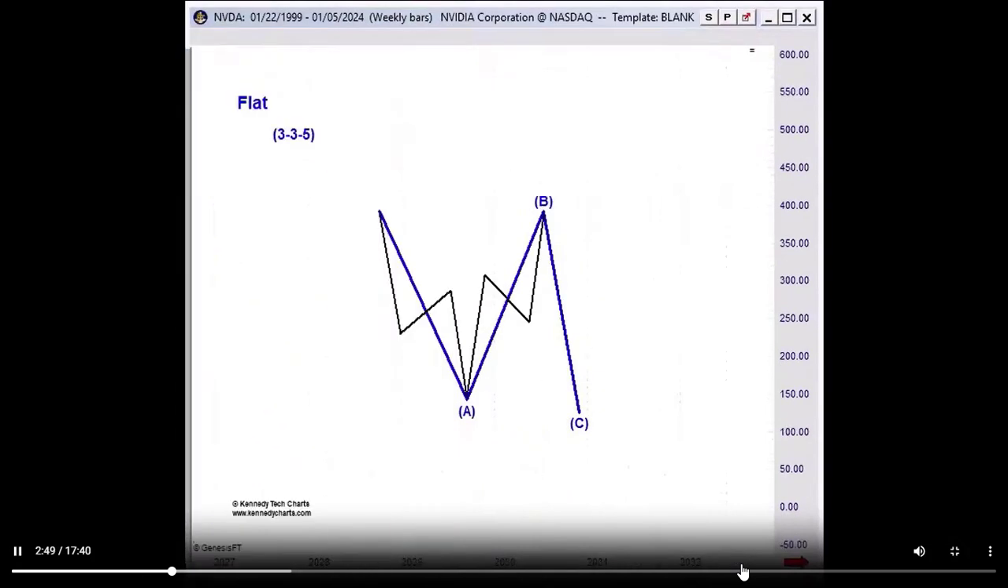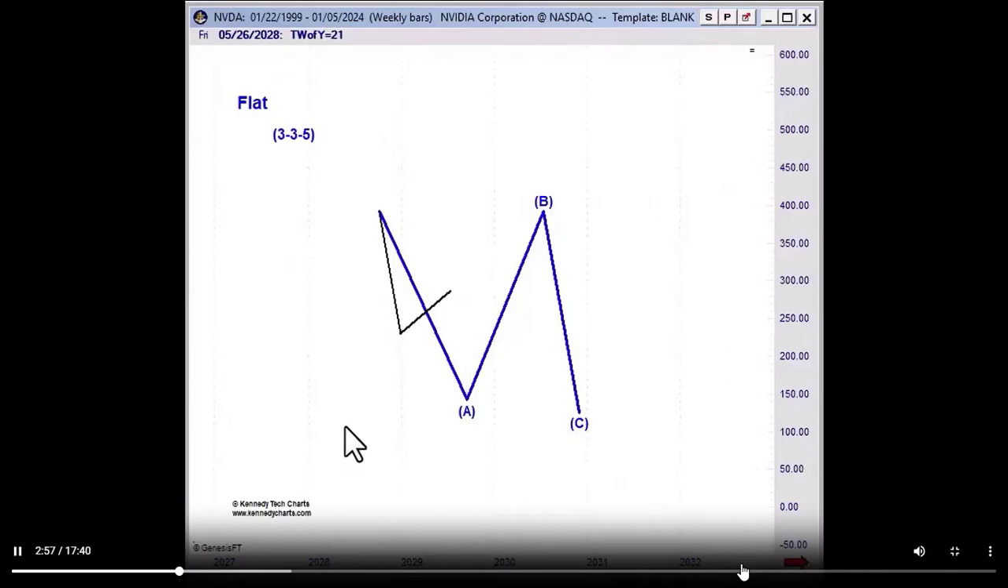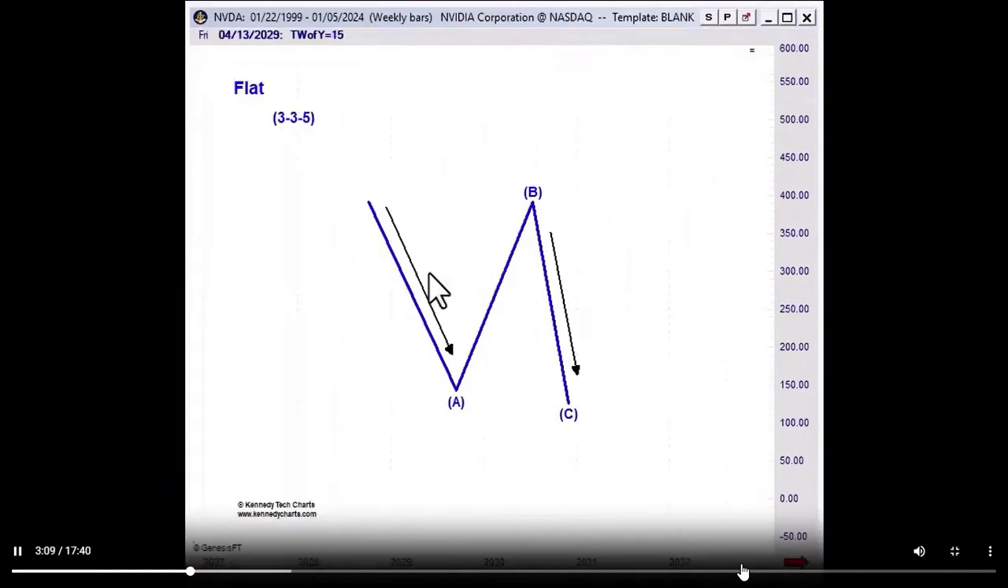Okay, now just like what we learned last week as far as the subdivisions or the notations we use, when we look at a zigzag, the notation we use is a 5-3-5 pattern. A flat is a 3-3-5 formation. Now next, let's take a look at the slope analysis of this formation, because that's also quite important in my opinion in being able to accurately and correctly identify the formation.